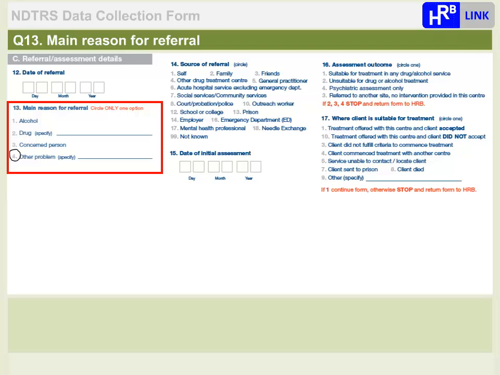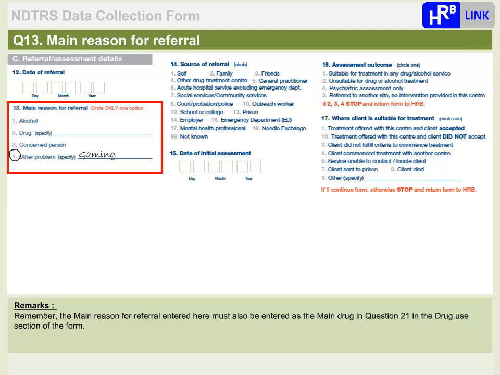Option 4, other problem, includes gambling, spending, eating disorders, sex or porn addiction, as well as internet gaming, which should be specified in the space provided. Remember, the main reason for referral entered here must also be entered as the main drug in question 21 in the drug use section of the form.